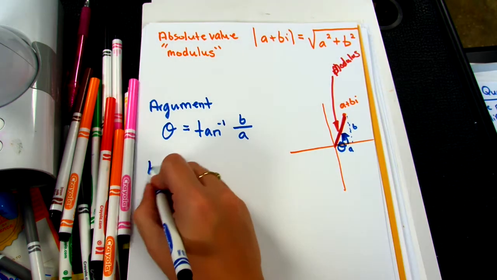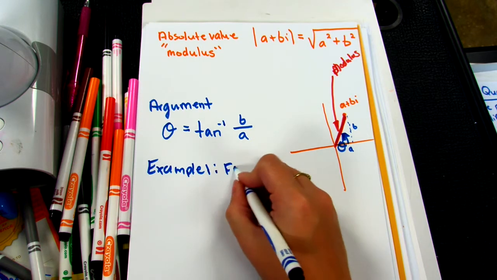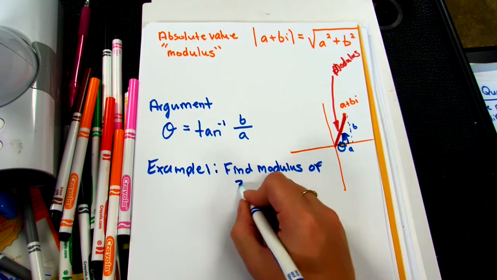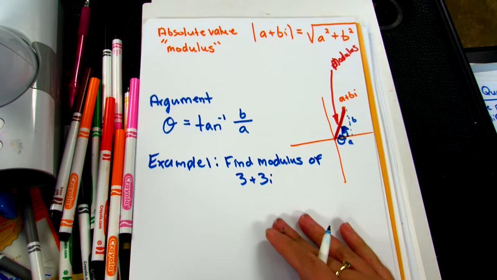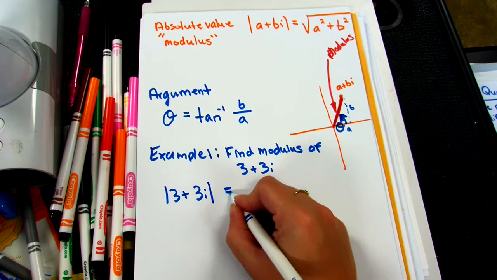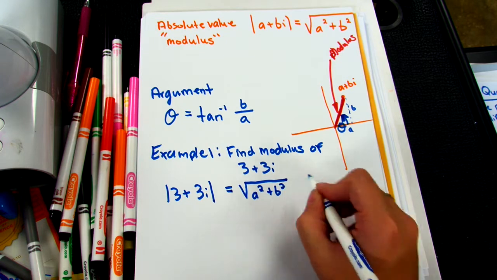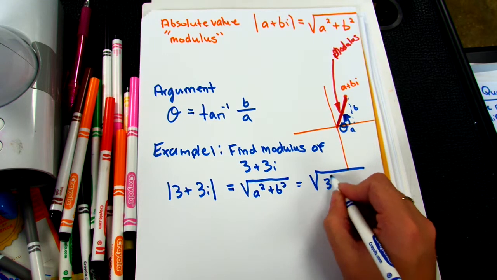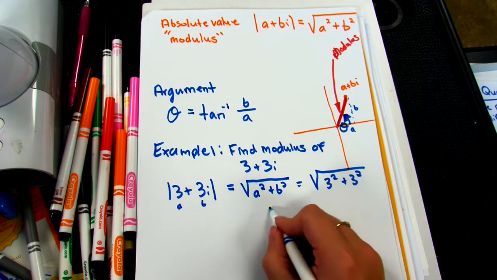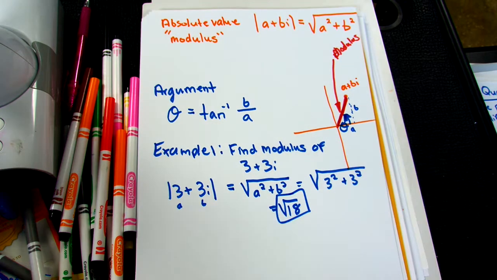Let's just try some examples. Example 1, where we just want to find the modulus of 3 plus 3i. Formula: the absolute value of 3 plus 3i is equal to the square root of a squared plus b squared. So that's the square root of 3 squared plus 3 squared, because both a and b are 3, right? So that means it's the square root of 18. Done.